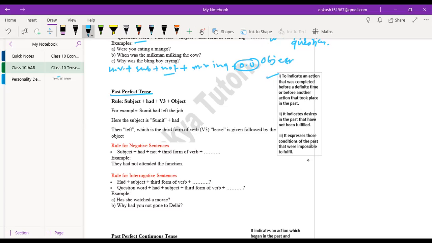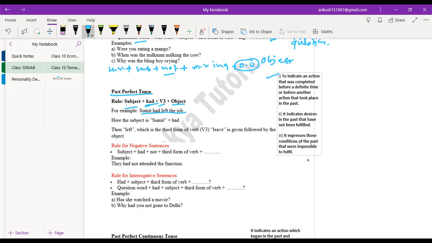Okay, here the only helping verb with the subject is used as had. Subject plus had plus V3, in the sense verb third form, plus object. For example, Sumit had left the job, means the action which he had started in the past was completed before a definite time.